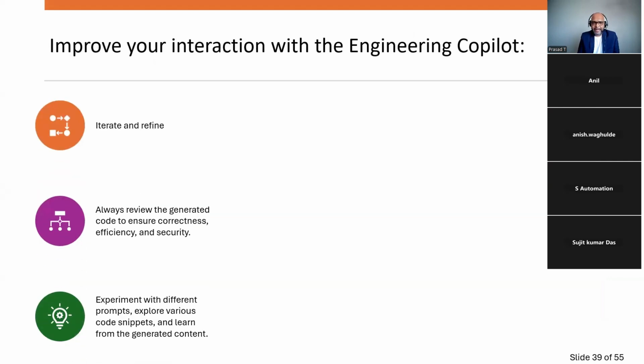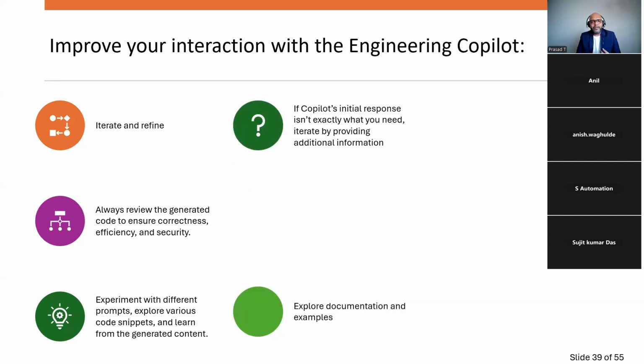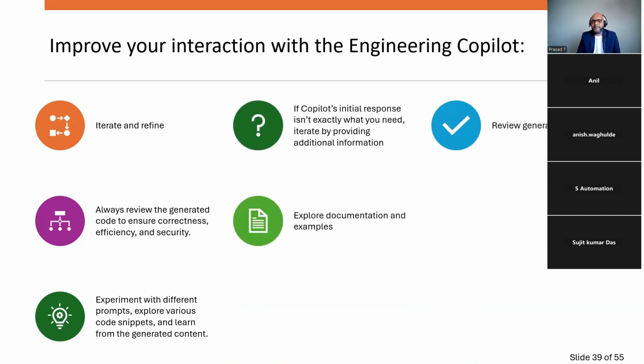So these are some of the guidelines on how to improve the interaction with the Engineering Copilot. In ChatGPT's case, sometimes even with a limited prompt we get the required result. But here in the Engineering Copilot, we need to be as specific as possible as per the Siemens recommendation. They always encourage reviewing the generated code for correctness. Also, if the Copilot's initial response isn't exactly what we need, they suggest iterating and again reviewing the generated code.